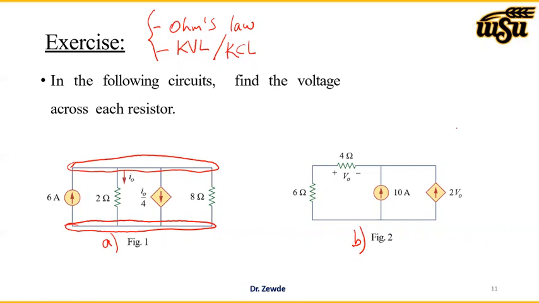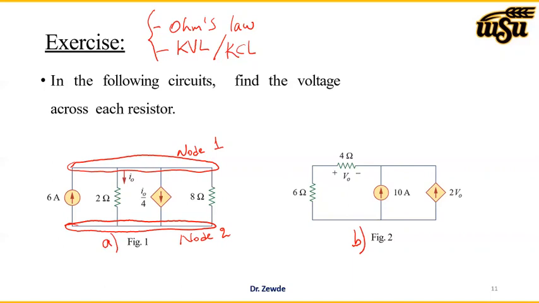It is similar to what we saw earlier in the other video when we discussed nodes, loops, and branches. So here we have two nodes. Let's say this is node 1, and this is node 2. So we have two nodes. KCL, Kirchhoff's current law, says that the sum of the current at any node should be 0.